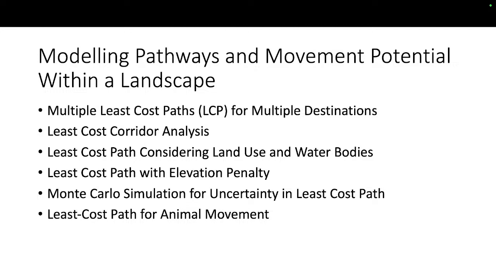We also use different models for the pathway and movement potential within a landscape, such as multiple least cost paths for multiple destinations, least cost corridor analysis, least cost path considering land use and water bodies, and least cost path with an elevation penalty. Then Monte Carlo simulation for uncertainty in the least cost path, and least cost path for animal movement. I will show all of these step by step in the practical session.